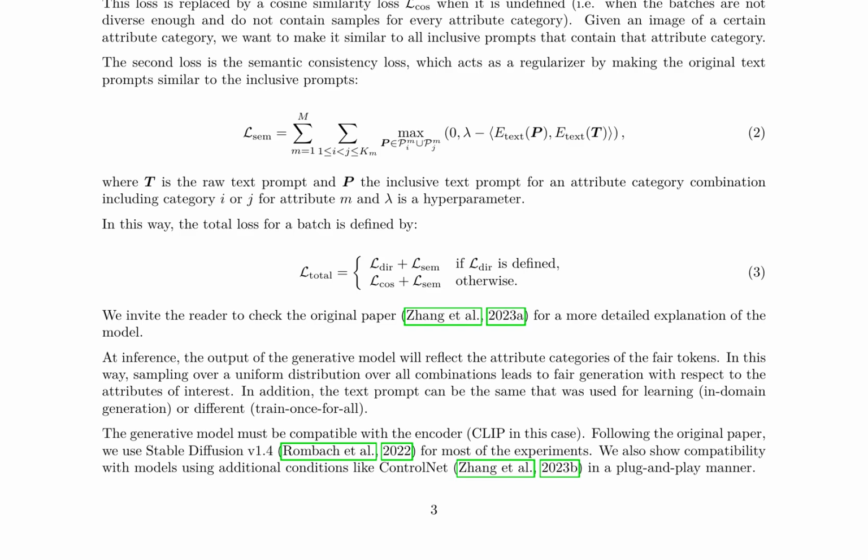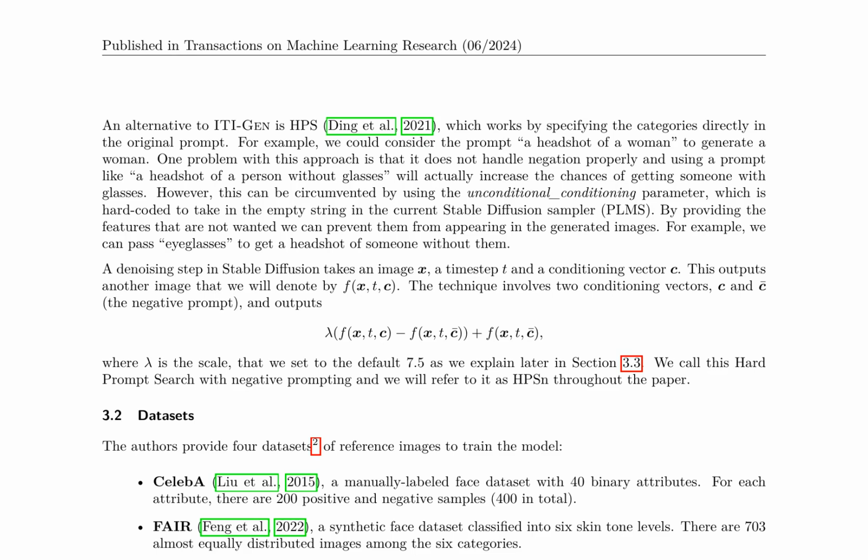At inference, the output of the generative model reflects the attribute categories of the fair tokens. Sampling over a uniform distribution over all combinations leads to fair generation with respect to the attributes of interest. The text prompt can be the same as used for learning or different.